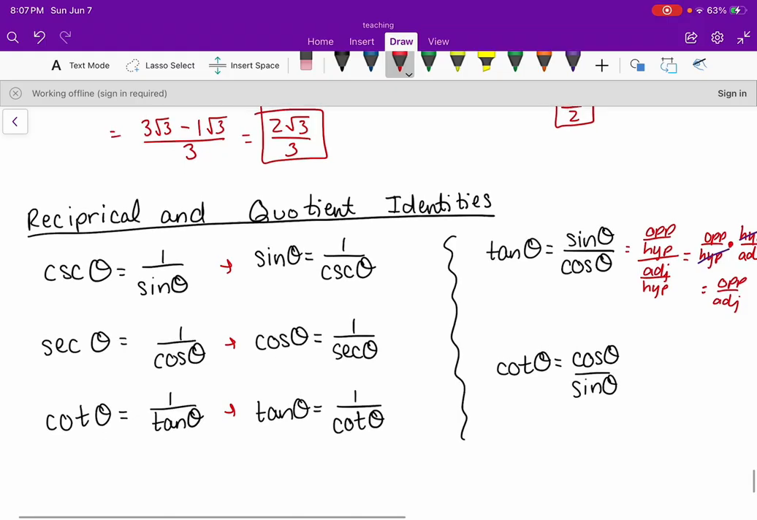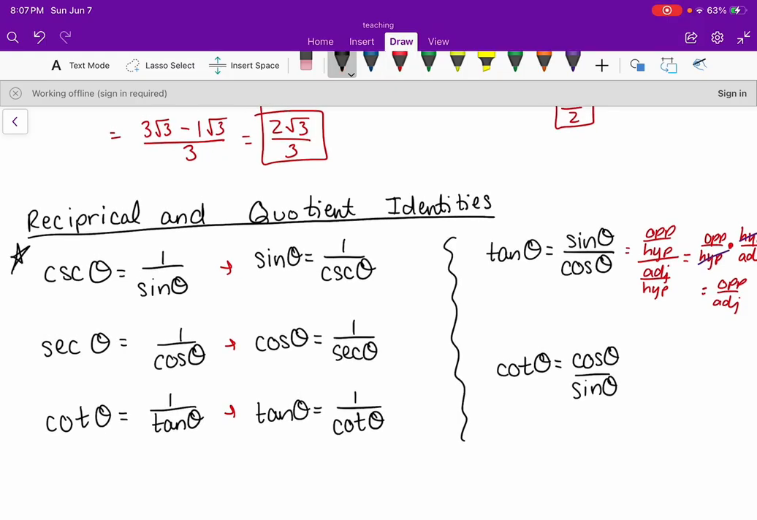So you do need to know all of these. You do need to know them. And they come up for different reasons.